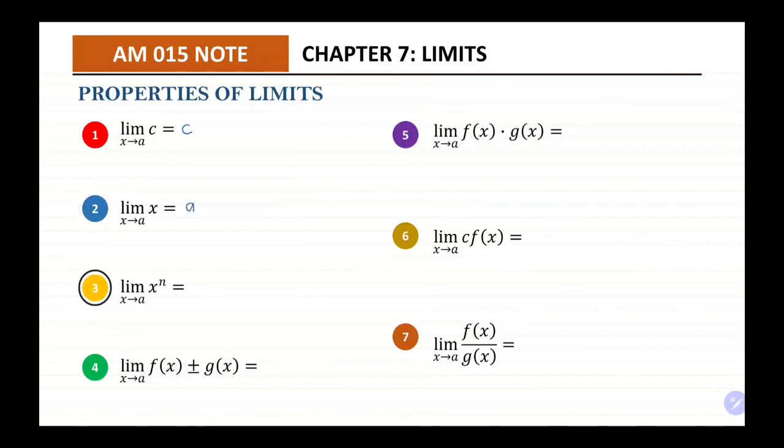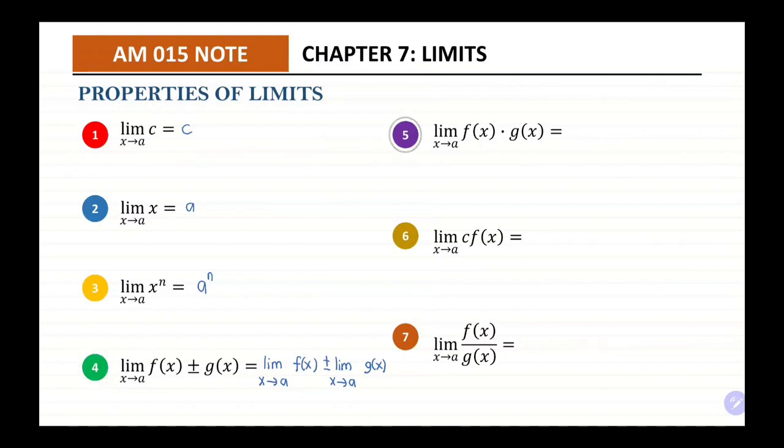3, limit x approach a of x power of n. We substitute a into x, then we get a power of n. And number 4, we have limit x approach a of f(x) plus or minus g(x). So this type of limit we can separate, like limit x approach a f(x) plus or minus limit x approach a g(x). We can separate, become 2 limits. Kalau tak nak separate pun tak apa.